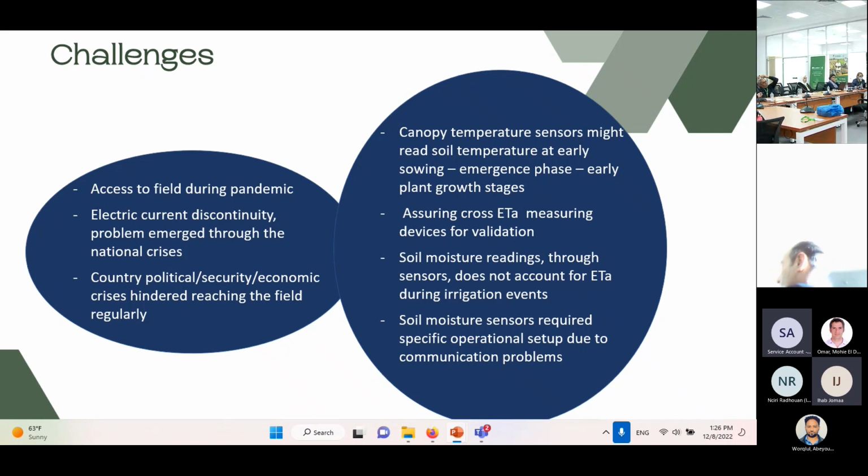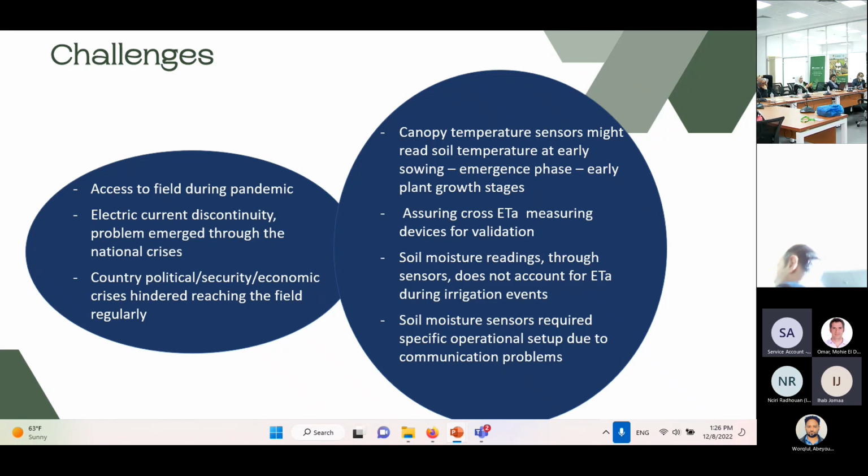More challenges throughout the seasons: we had several issues that happened in the world and especially in Lebanon. An electric current discontinuity problem emerged in the country, along with political and economic crises that hindered us from entering the fields.